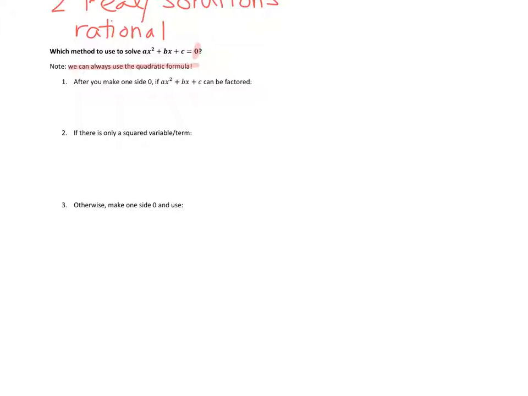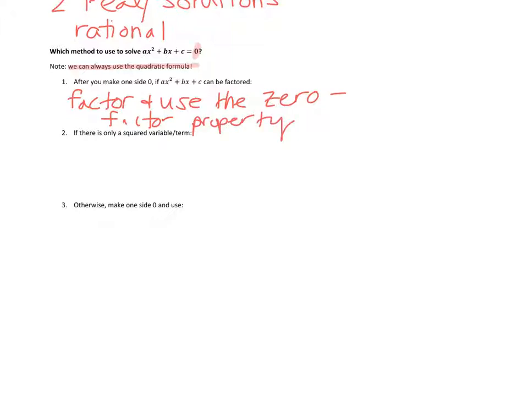The first case is if after we make one side 0, ax squared plus bx plus c, if this can be factored, you are going to factor it and use the zero factor property. So in other words, set both factors equal to 0. Sometimes we can look at an equation and know we can factor it. Sometimes we can use the discriminant. If it's a positive square or 0, we can factor it.